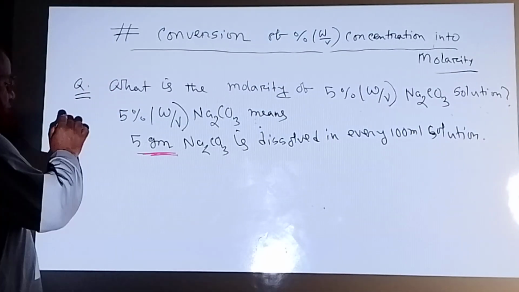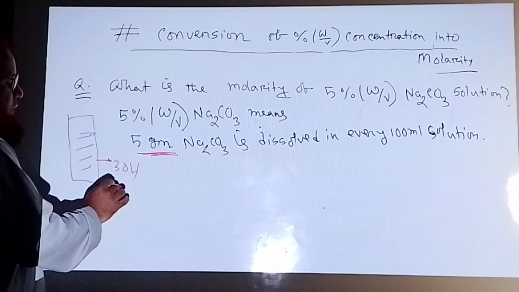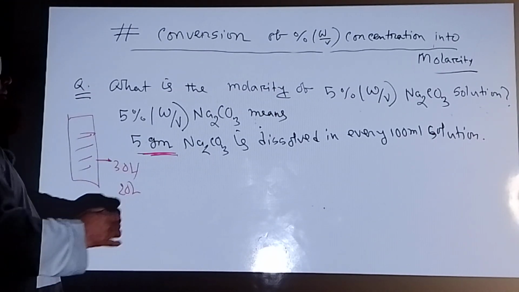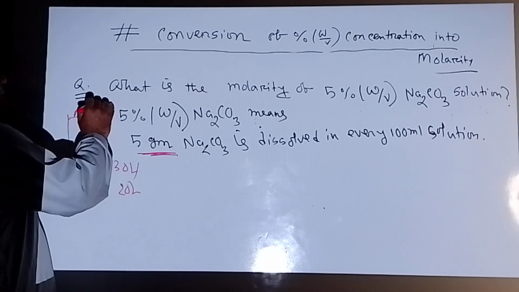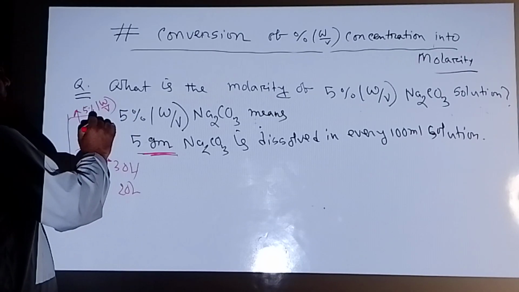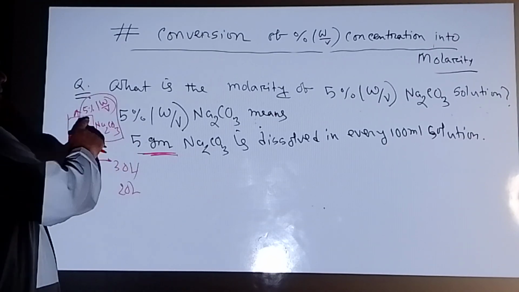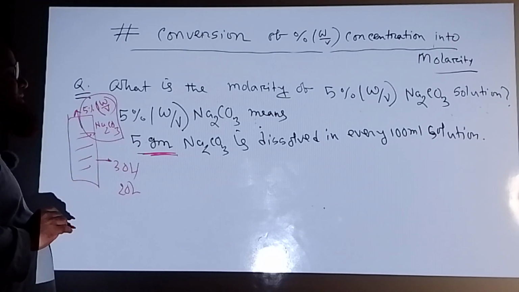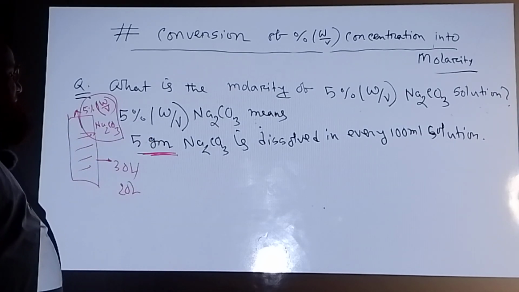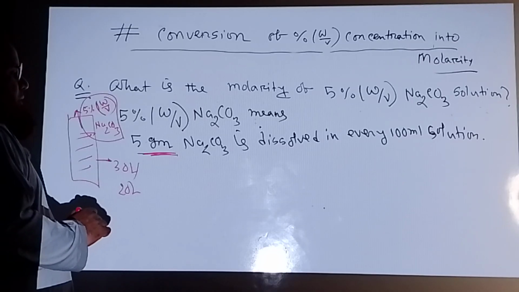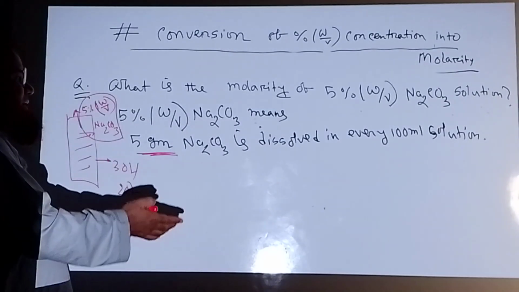This 5% meaning is this, that 5 gram sodium carbonate is dissolved in every 100 ml solution. I repeat, your total container volume, total solution volume may be 30 liter, 20 liter, whatever, but if in this container it is written 5% W by V sodium carbonate, the meaning is 5 gram sodium carbonate is dissolved in every 100 ml of solution. It doesn't mean that total volume is 100, but it means that every 100 ml contains 5 gram.